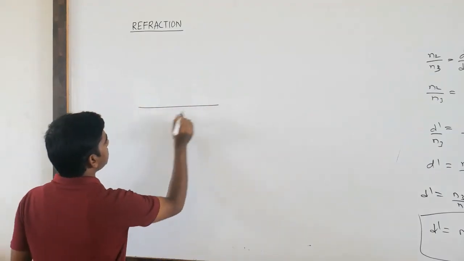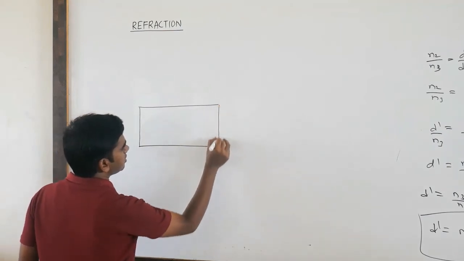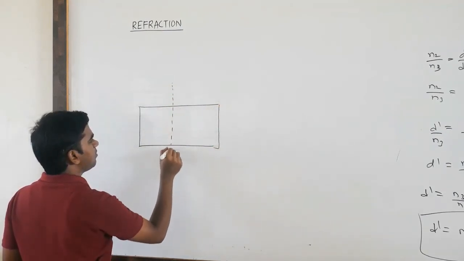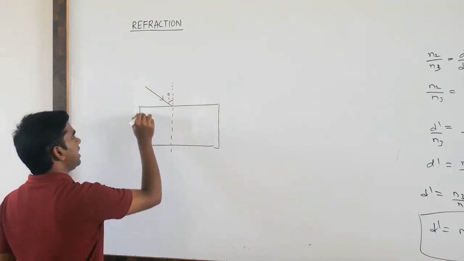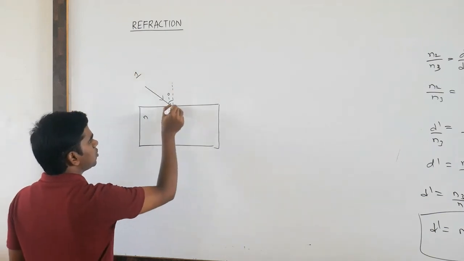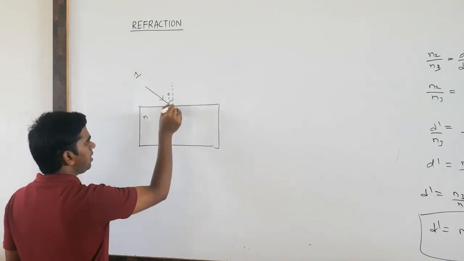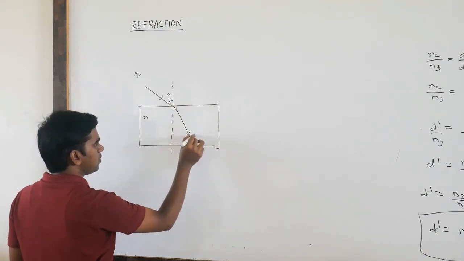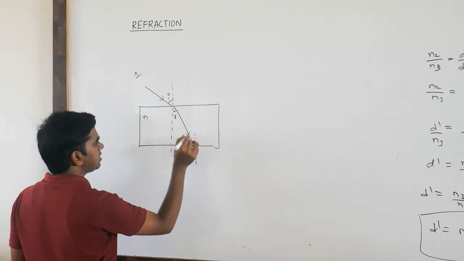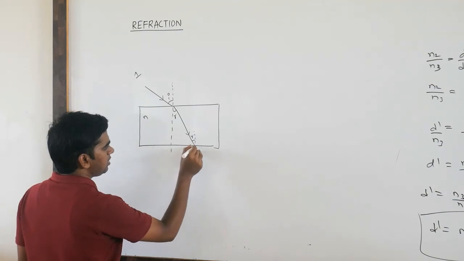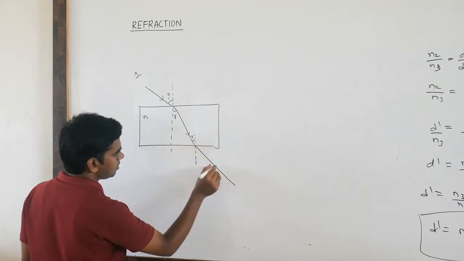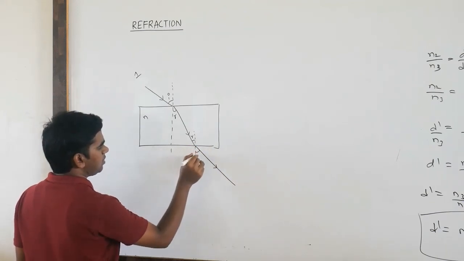Then there is one more possibility due to the glass slab. Suppose there is a glass slab. If a ray of light is coming from here, say the angle of incidence you can take as i, the refractive index you can take as n, and outside you can take it as 1. Since it is moving from rarer to denser, it will bend towards the normal. If this is the angle of refraction r, this is also going to be the angle of incidence for the second surface, r. Here it is moving away from the normal, so the new angle of refraction you can take as r dash.